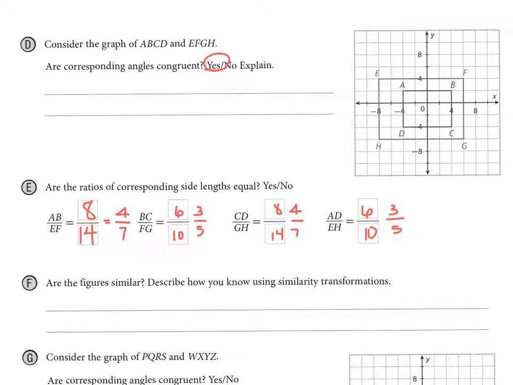Okay, so when I do that, I notice that these do not all simplify to be the same proportion, which means that these are not going to be similar because the corresponding parts are not proportional. All right, so that would be our answer there. Let me show you one more way to determine that.